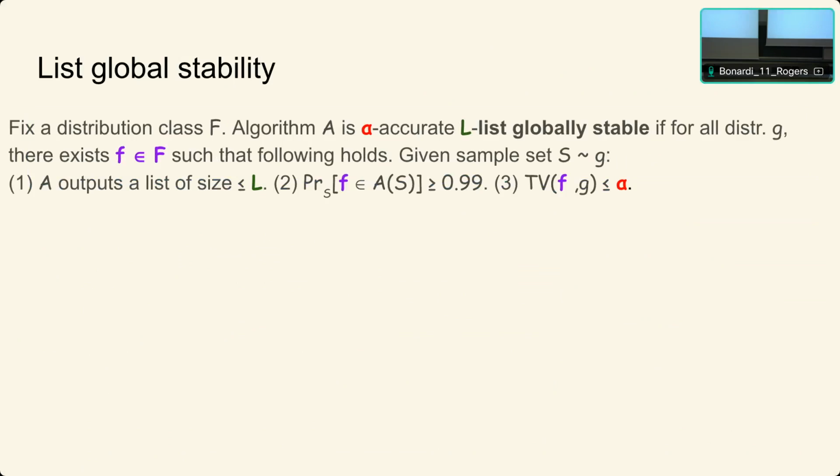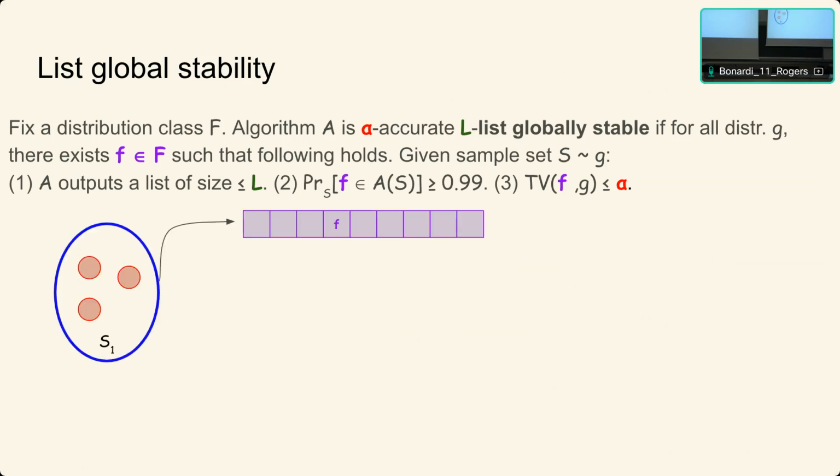What I want, first of all, is that the output of the algorithm is actually short. So it outputs a list of distributions, and it's not too long. So you have size at most L. And the second one is pretty important here. It's a stability guarantee. What I want to ensure is that with high probability over the samples given to me, the algorithm actually outputs this F here that I fix at the beginning of the statement. And of course, it has to be fairly accurate.